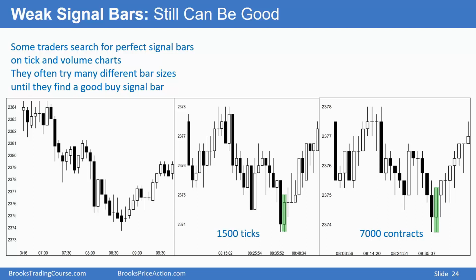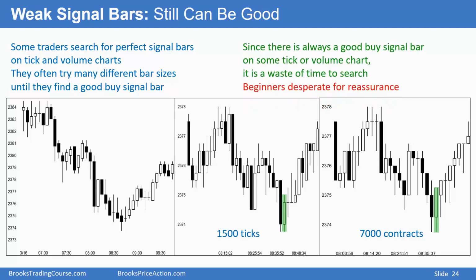If you're looking for a good buy signal bar and there's a reversal, and you look at enough charts, you're going to find the bar. However, if you spend all that time looking for the perfect buy signal bar, you're probably going to be too late to take the trade. There's always a good buy signal bar on some tick chart or some volume chart. It's a waste of time to search.